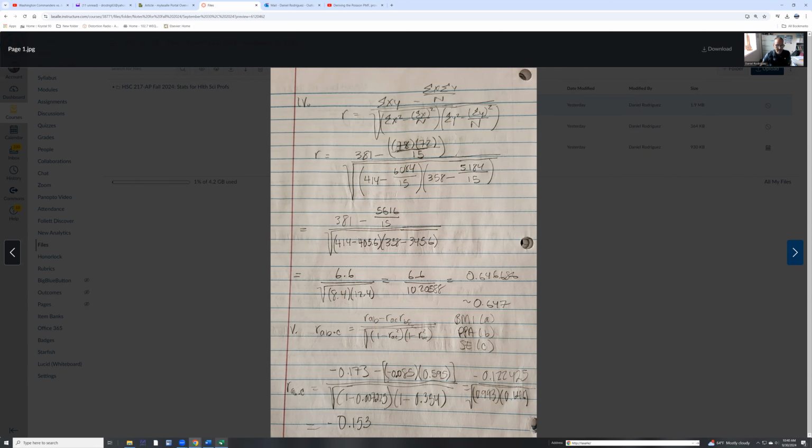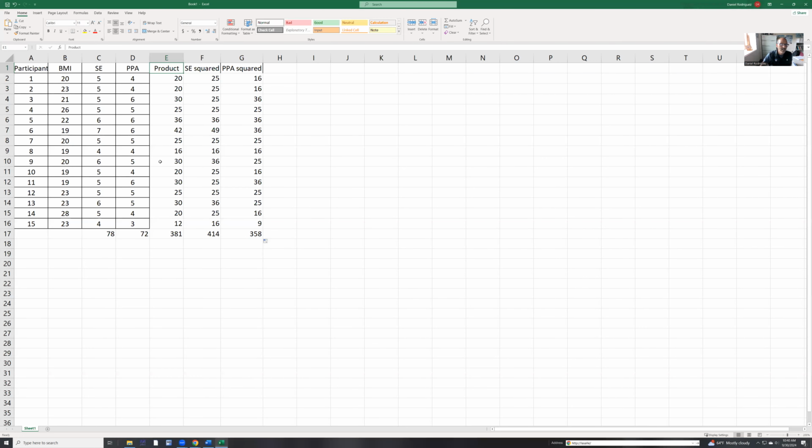So I used Excel and I built myself this structure, right? I had self-esteem and perceived physical appearance. I need the product, so 5 times 4 is 20. I need the individual values, so that's 5 squared is 25 and 4 squared is 16.